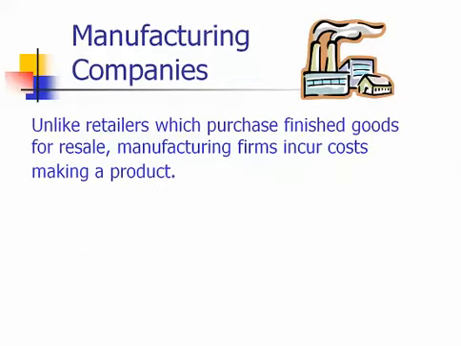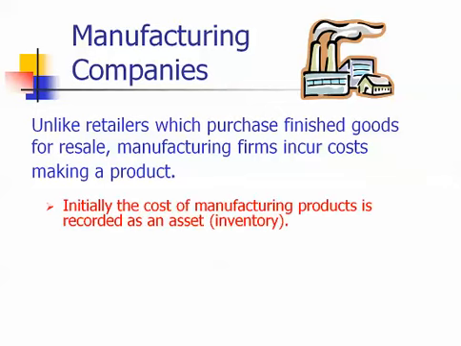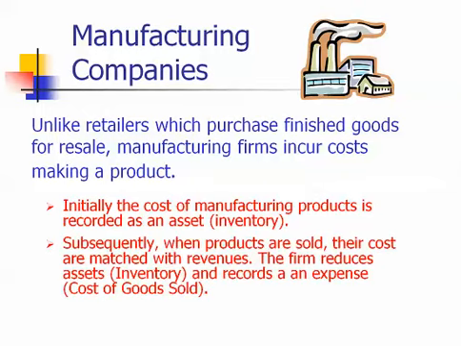The job of allocating costs is even more challenging for manufacturing firms. Unlike retailers, which purchase finished goods for resale, manufacturing firms incur costs to manufacture products. All costs associated with manufacturing a product are considered product costs, and they are capitalized, that is, recorded as assets, part of inventory. And subsequently, when they are sold, their costs are matched with revenues, and the company records an expense called cost of goods sold.